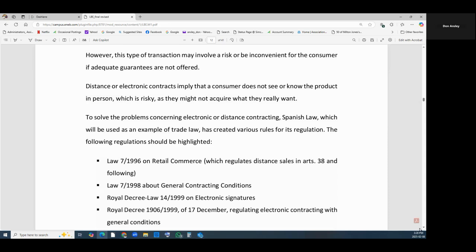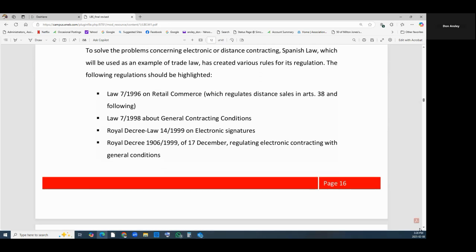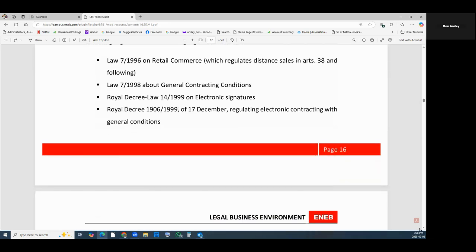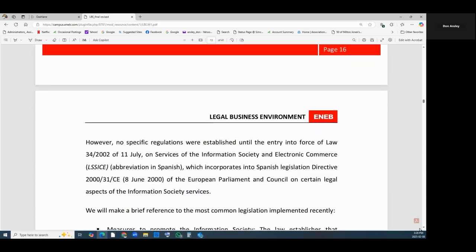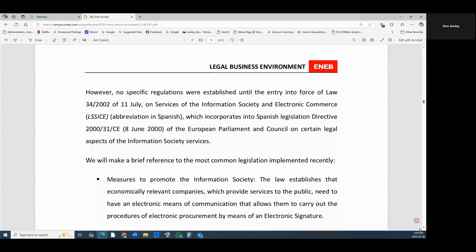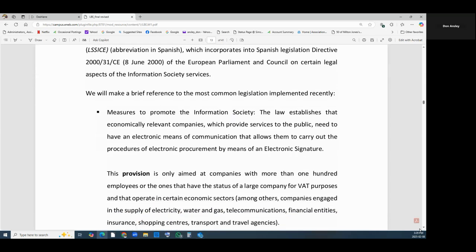To solve this problem concerning electronic and distance contracting, Spanish law, which will be used as an example of trade law, has created various regulations and rules. The following regulations should be highlighted. However, no specific regulations were established until the entry into force of the law on services of the Information Society and Electronic Commerce, which incorporates the European directive on certain legal aspects of the Information Society services.